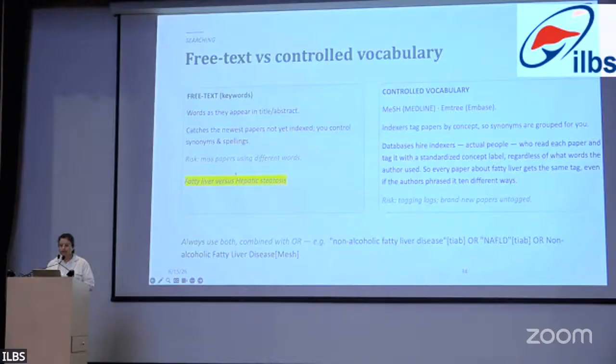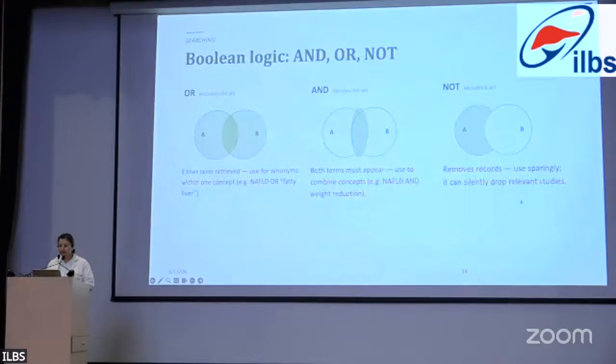The problem with free text is that we miss papers if different words are being used. But the problem with controlled vocabulary is there is tagging lag because it is being done manually. So the lag might be there if the match term has not been tagged yet. And brand new papers also have a tagging lag.